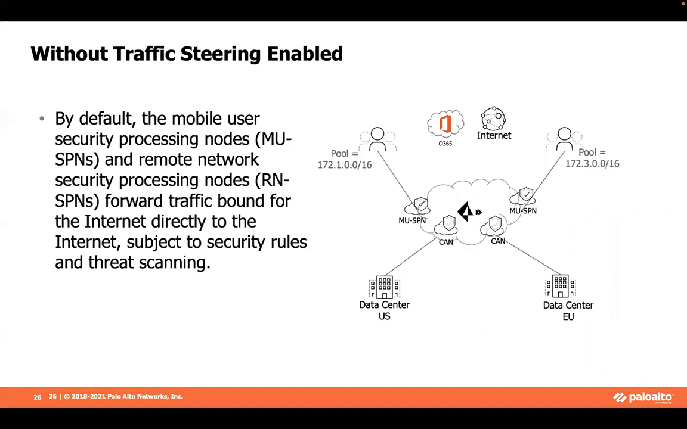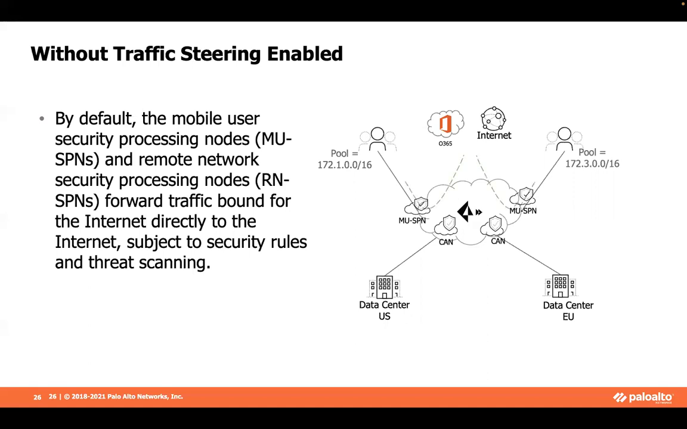Remember that remote network users or mobile users by default are going to go through a security processing node and then out to the internet, unless you have a static route to force them through a CAN. But if they're headed to say Office 365 or something, well, you're not going to have a static route for that down your service connection. So they're going to go straight out to the internet, as well as remote network users.